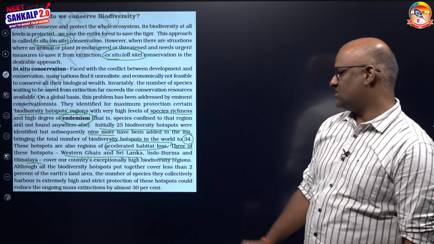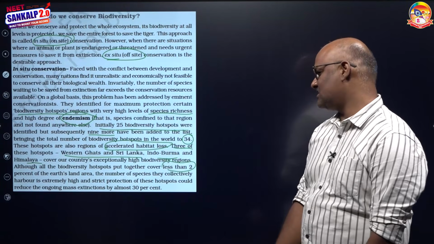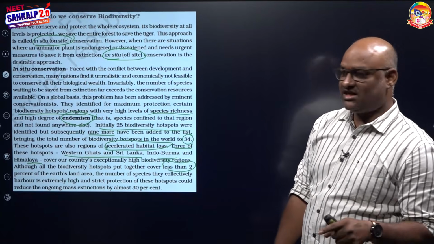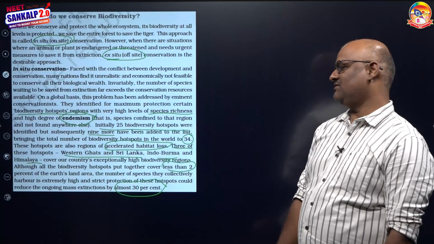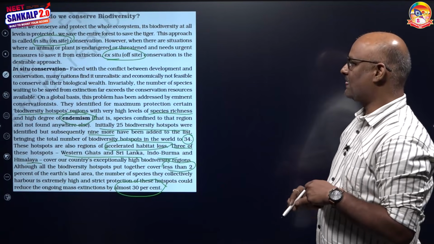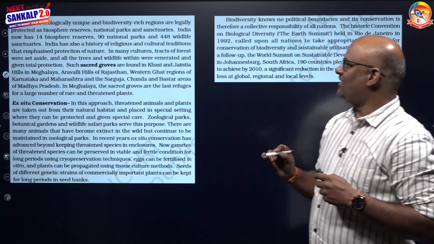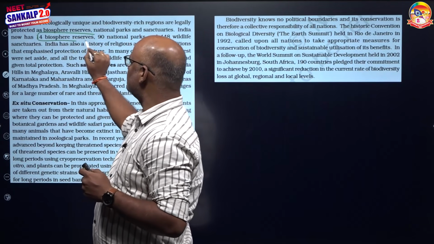Now all these biodiversity hotspots put together cover less than 2% of the Earth's land area. If these are maintained, we can save almost 30% of the extinctions by maintaining these biodiversity hotspots.